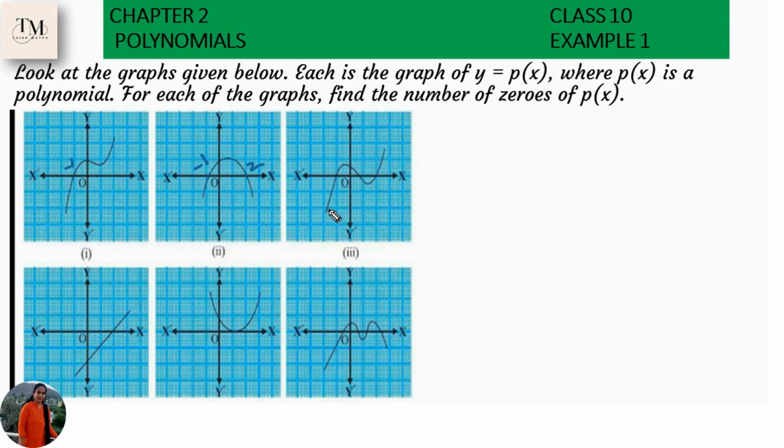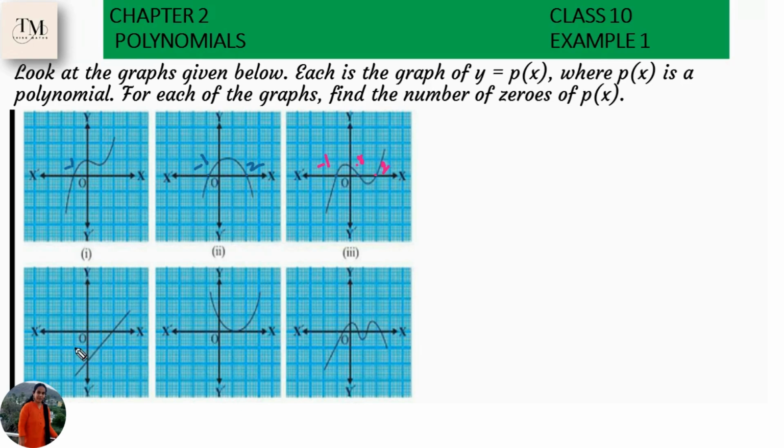In the same way, in the next graph, the curve meets the x-axis at 3 points: 1, 2, 3. Here on the negative side, when x is equal to minus 1, and then the value between 0 and 1, almost 0.8, when x is equal to 0.8, the value of y is 0. Here when x is equal to 2, the value of y is 0. So the number of zeros is 3 here.